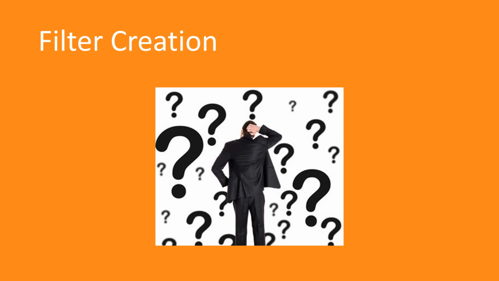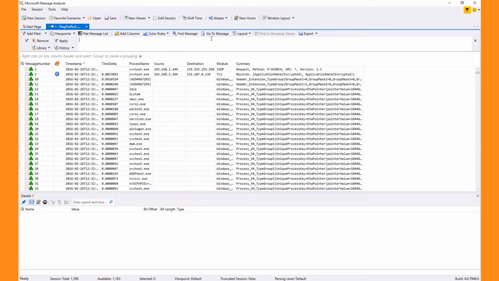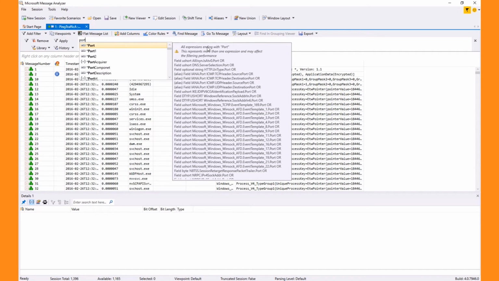Some would say the trick is knowing what to filter, and there's no doubt that experience and domain knowledge is an important factor in understanding which filters are helpful. However, we do have a few features that help you create filters. The first helpful tool is IntelliSense. When you start typing, a list of options is generated for you.